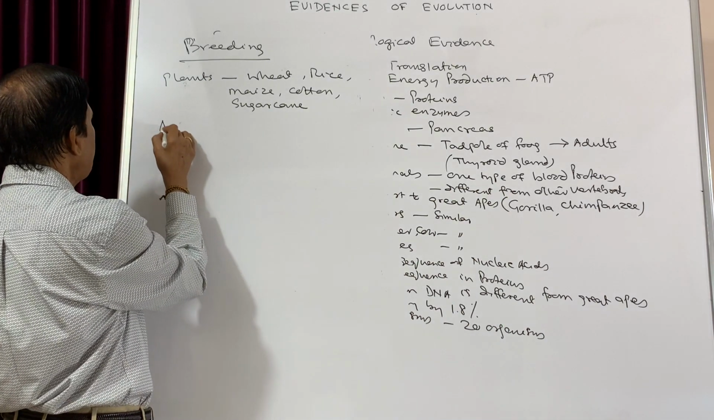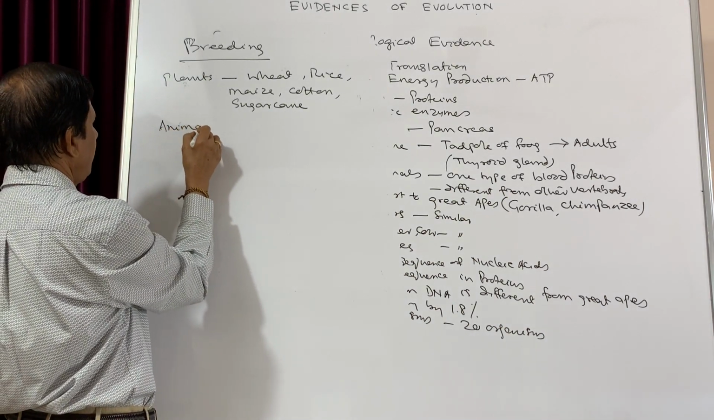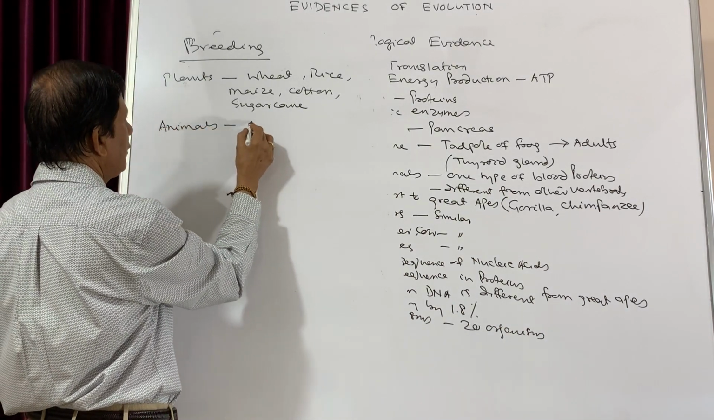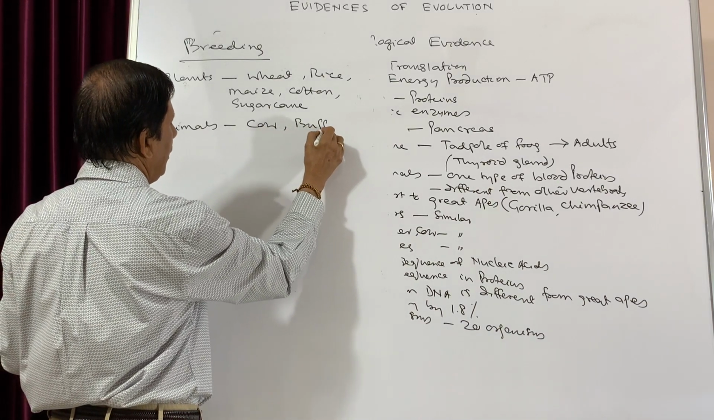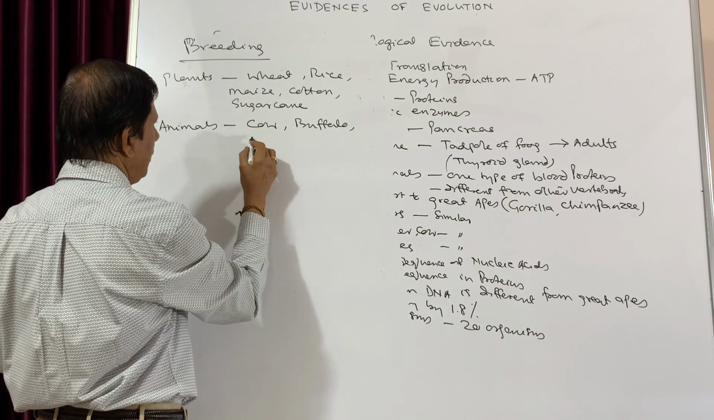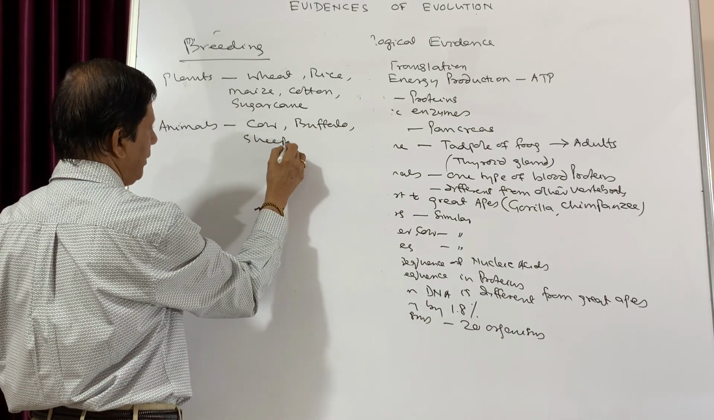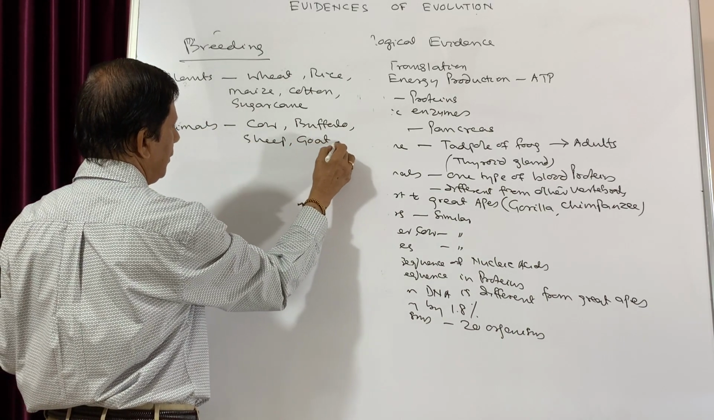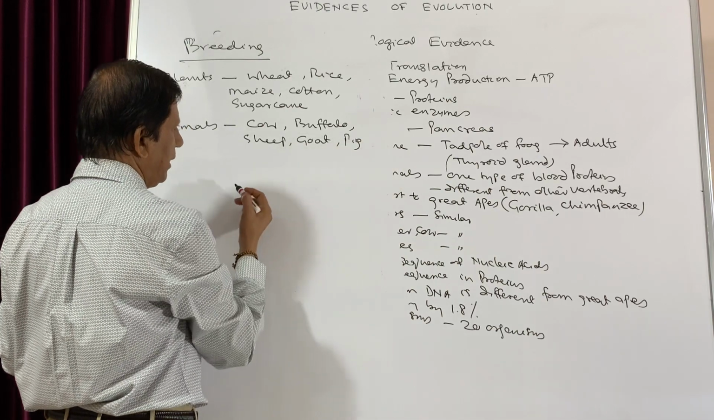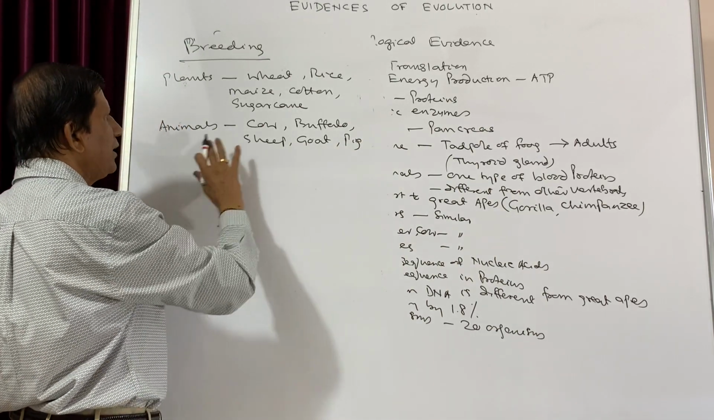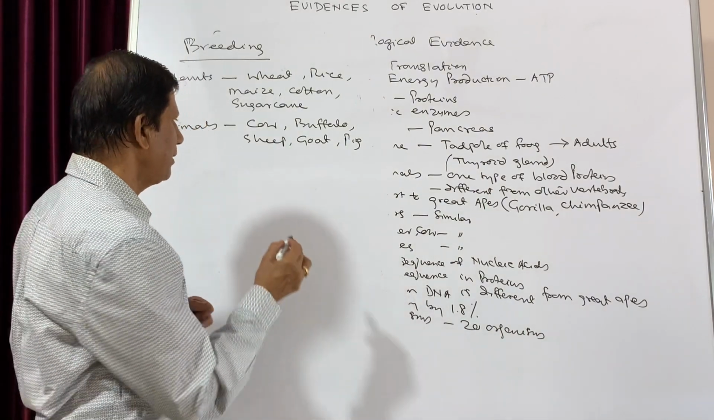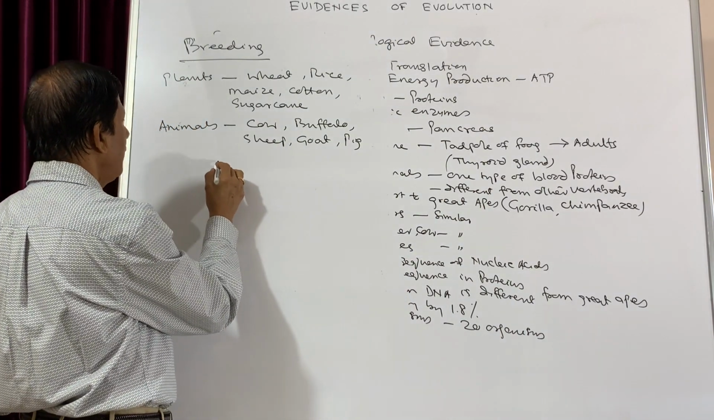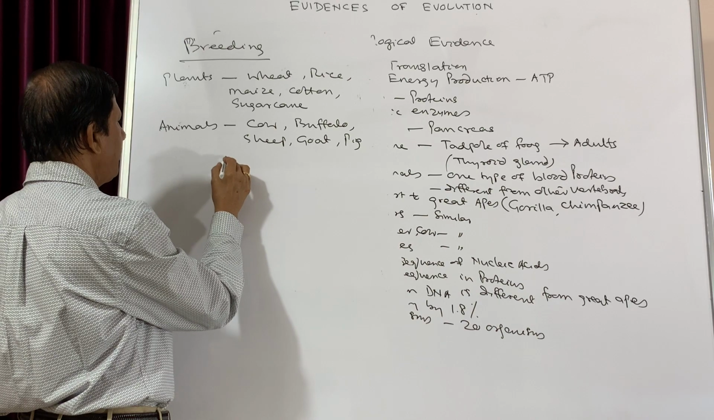Similarly, in case of animals, cow, buffalo, then sheep, goat, pig, all these improved varieties have been developed. How? Simple, by the process of hybridization.